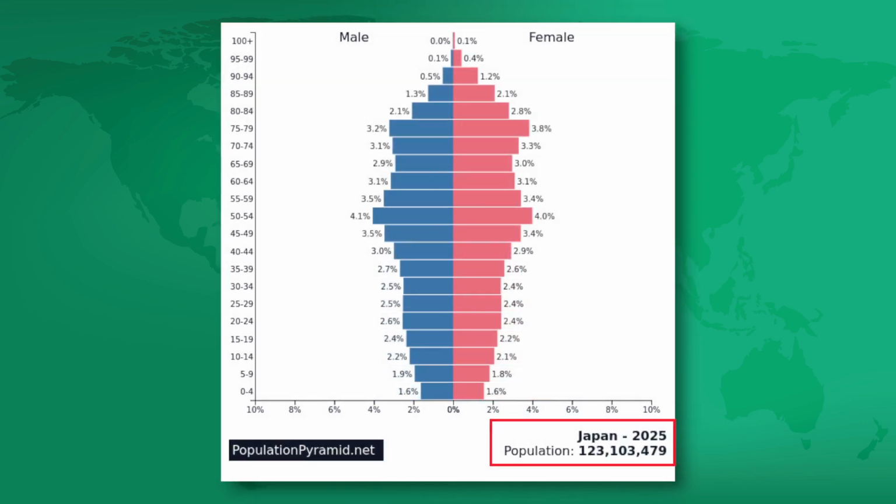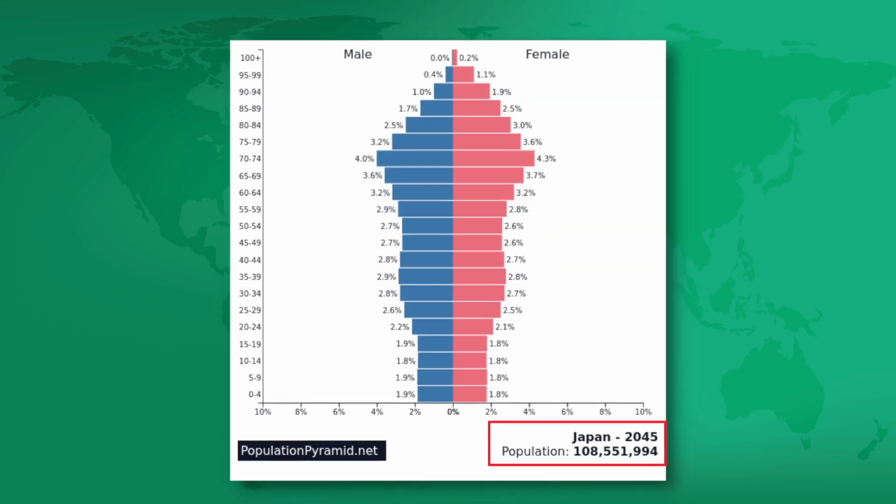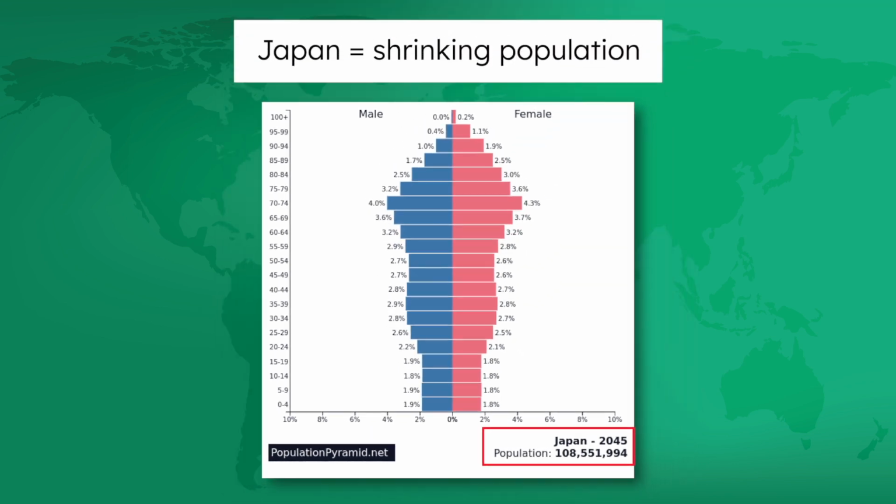Now look at Japan's population pyramids in 10 and 20 years. Japan's top-heavy pyramid shows us that a lot of its population is elderly and past their reproductive years. As time goes on, there will probably be fewer people having children, meaning lower birth rates and a shrinking population.